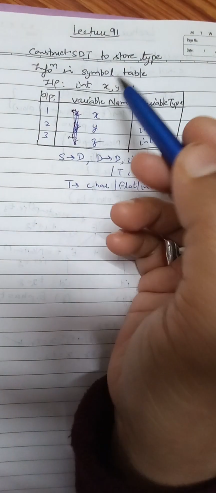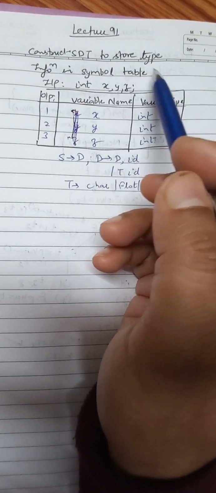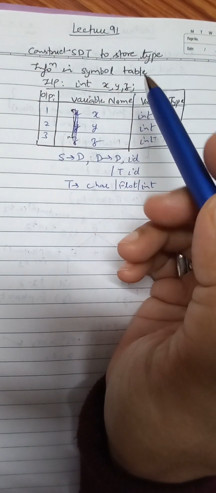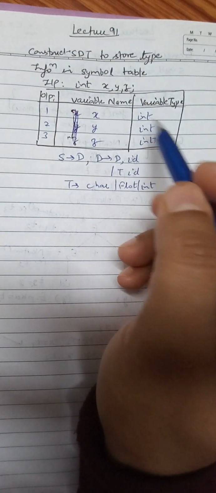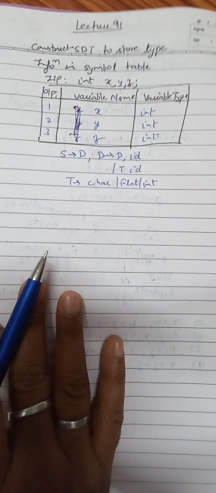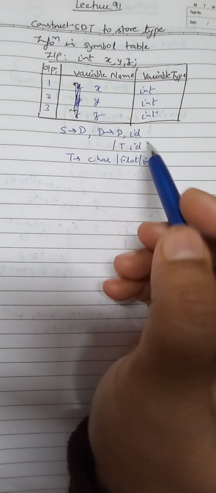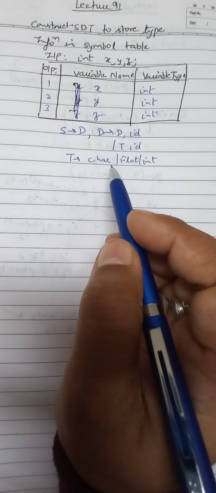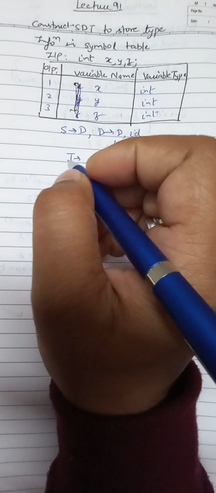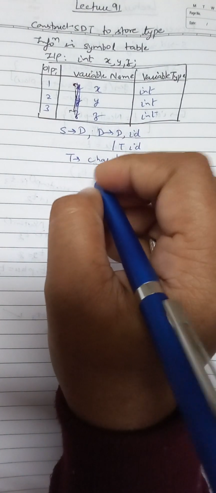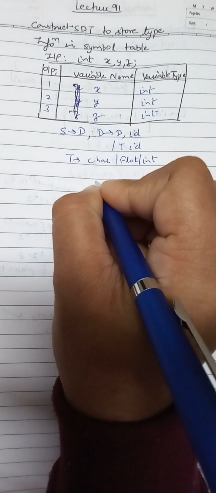Today we are going to construct an SDT to store type information in the symbol table. Input is X, Y, Z and output will be like this: variable name, variable type, integer. This is the grammar. S tends to D, D tends to D, ID, oblique T ID. T is character, float and integer. So now we are going to make the tree first.